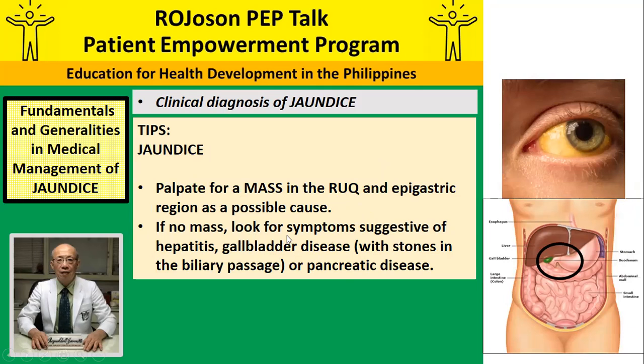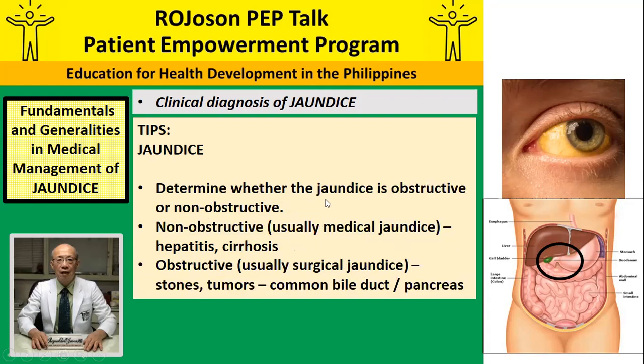If there is no mass, look for symptoms suggestive of hepatitis, gallbladder disease with stones in the biliary passage, or pancreatic disease. Determine whether the jaundice is obstructive or non-obstructive based on the symptoms and signs. Non-obstructive usually are those categorized as medical jaundice, usually hepatitis and cirrhosis. And those categorized as surgical jaundice are those caused by stones and tumors.